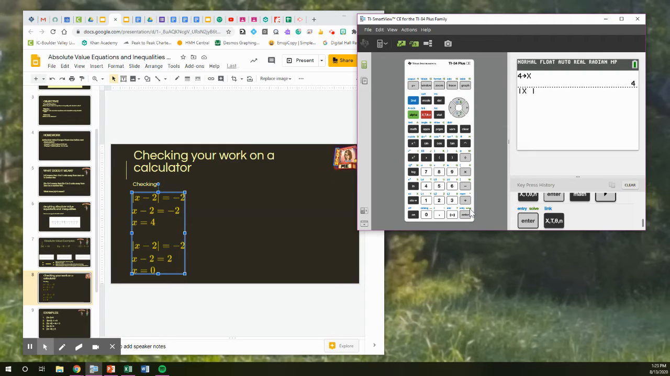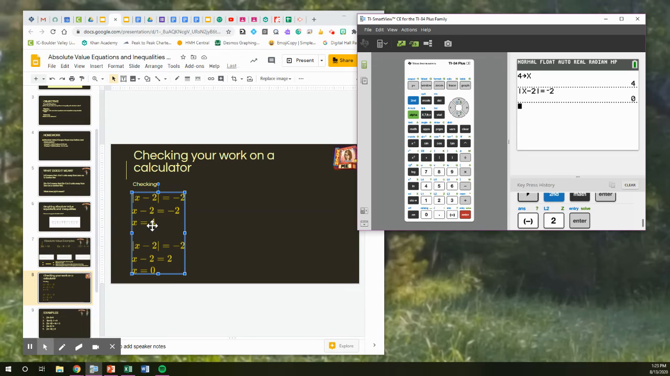So then we're going to type in x minus 2. We're going to arrow out of those absolute value brackets. We're going to do equals. So to remember to get equals, we do second math, and we get option number 1 for equals, -2, enter, and we get a 0. So that means that it's false. That means 4 is an extraneous solution and will not work for this.